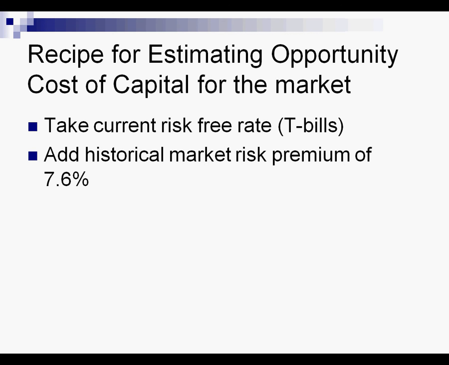Recipe for estimating opportunity cost of capital for the market. You simply take your current risk-free rate, which is your T-bills that we saw a few slides ago, and you add that historical market risk premium of 7.6%.